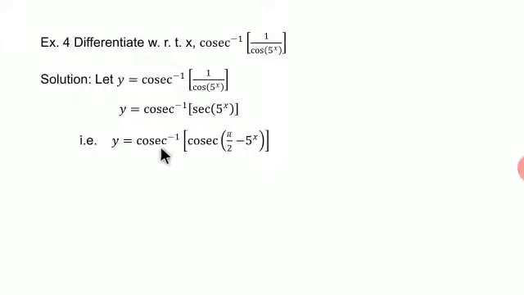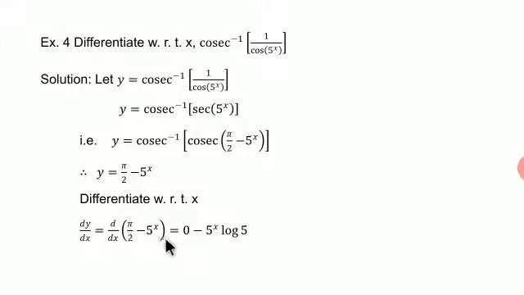In the last lecture, we saw these formulas. We have to remember these formulae to solve the problems on inverse functions. And so we get y is equal to pi by 2 minus 5 raised to x. Now differentiate with respect to x. We get dy by dx is equal to d by dx of pi by 2 minus 5 raised to x. Now derivative of pi by 2 is 0 because it is a constant term, minus derivative of 5 raised to x is 5 raised to x into log 5. Hence dy by dx is equal to minus 5 raised to x into log 5.